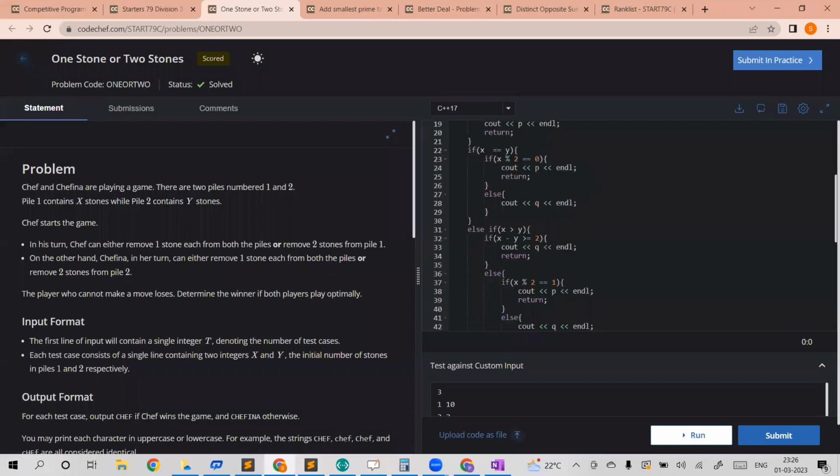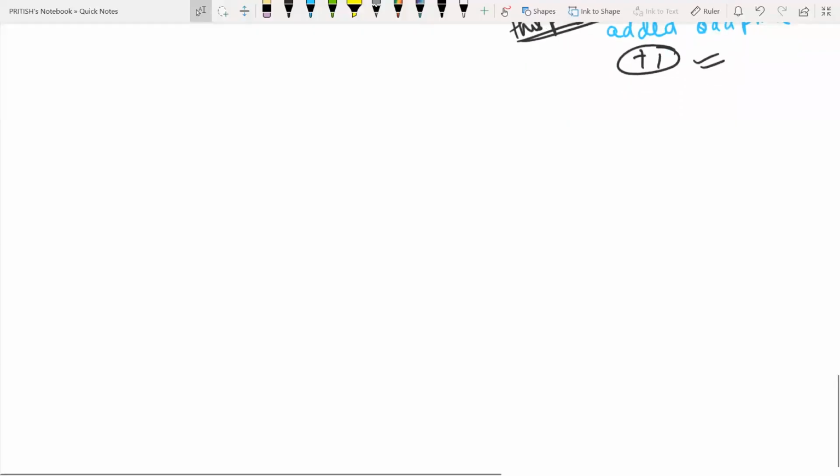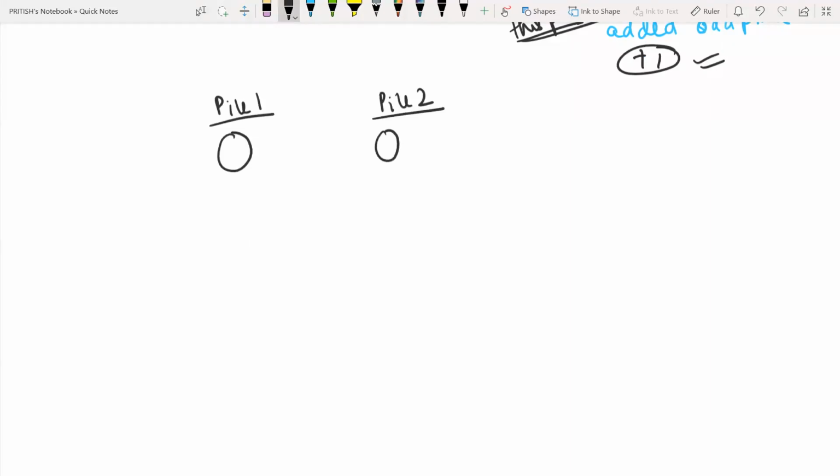Now basically, let me start. There are two piles of stone, pile 1 and pile 2, and we have to remove the stones simultaneously, one by one.